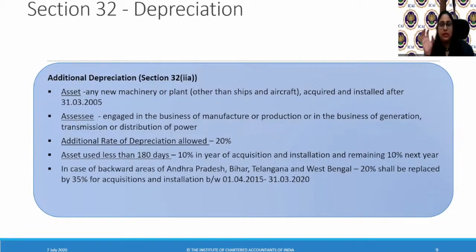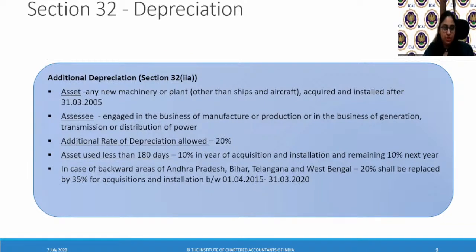First of all, depreciation is one thing which is given every year. Additional depreciation is one concept which is given only in 1 year. Additional depreciation is to incentivize people to do more manufacturing. So on the plant and machinery, this additional depreciation is allowed only to those assessees who are into the business of manufacturing or production, or in the business of generation, transmission and distribution of power.